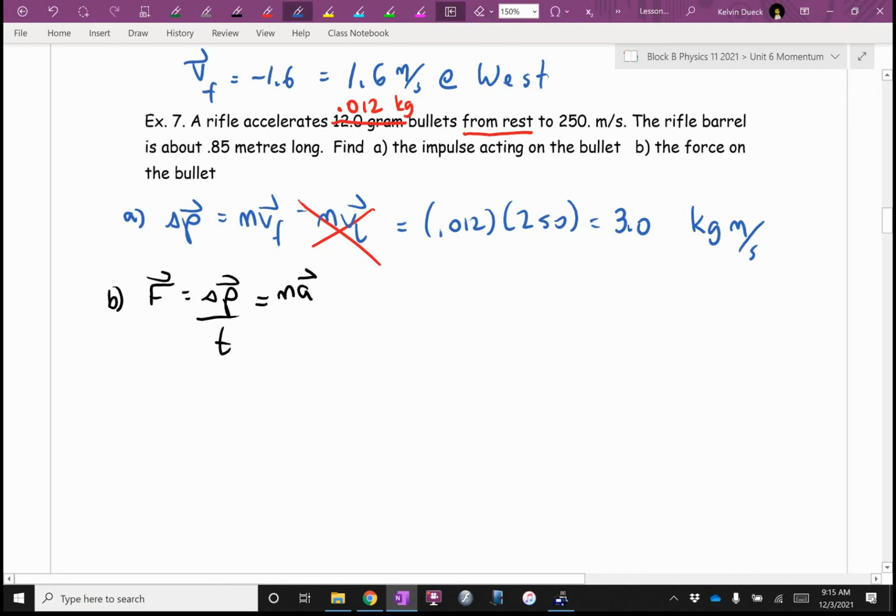How can I find? So we need to make a list. Fine. Kevin, what's from rest? What's 0? Thank you. What's that 250? What's that 0.85? I can find an A or a T from that. What's going to be easier, to find an A from that or a T from that? Yeah. I think I can go, which equation, Kevin?